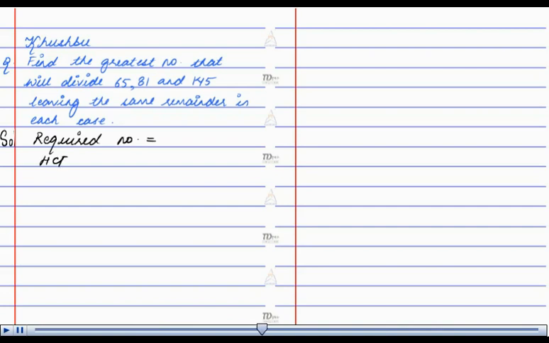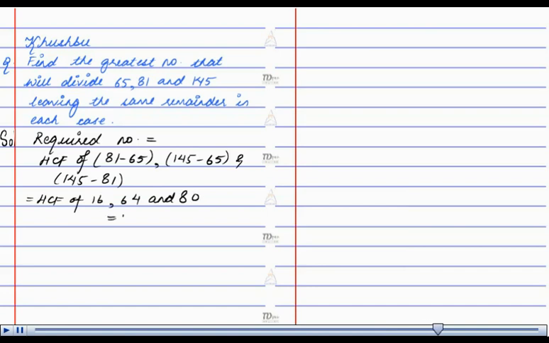Therefore, the required number will be HCF of 81 minus 65, 145 minus 65 and 145 minus 81, that is HCF of 16, 64 and 80, which comes out to be 16. So the greatest number that will divide all these three numbers leaving the same remainder is 16. This is the required solution.